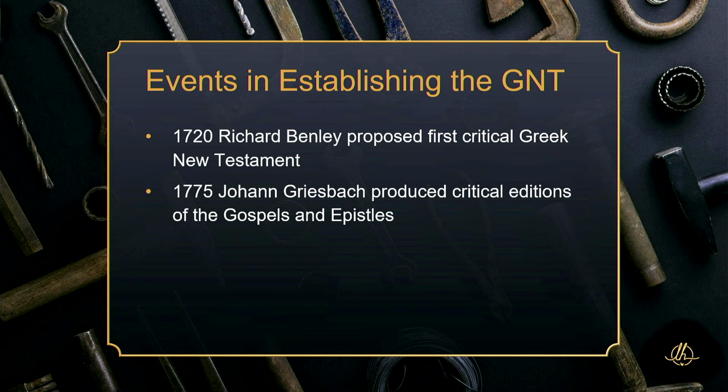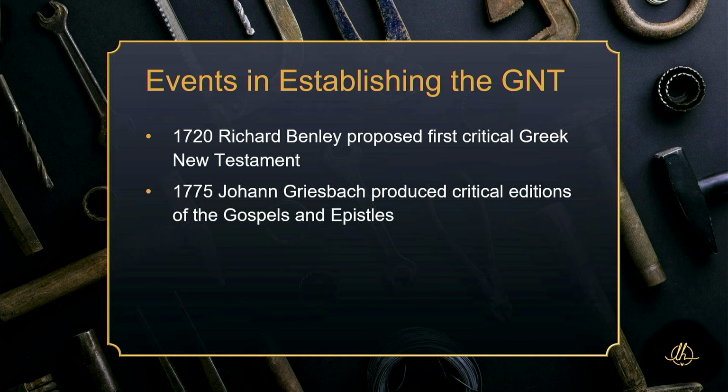Moving on then, 1775, Johann Griesbach carried forward Bentley's vision. He identified textual families, groupings of manuscripts that had similar characteristics. Later on, these would be called Byzantine, Western, and Alexandrian families of texts. He produced critical editions of the Gospels and Epistles. His goal was to reconstruct the earliest text possible. So he carries forward Bentley's project and really starts to produce something.